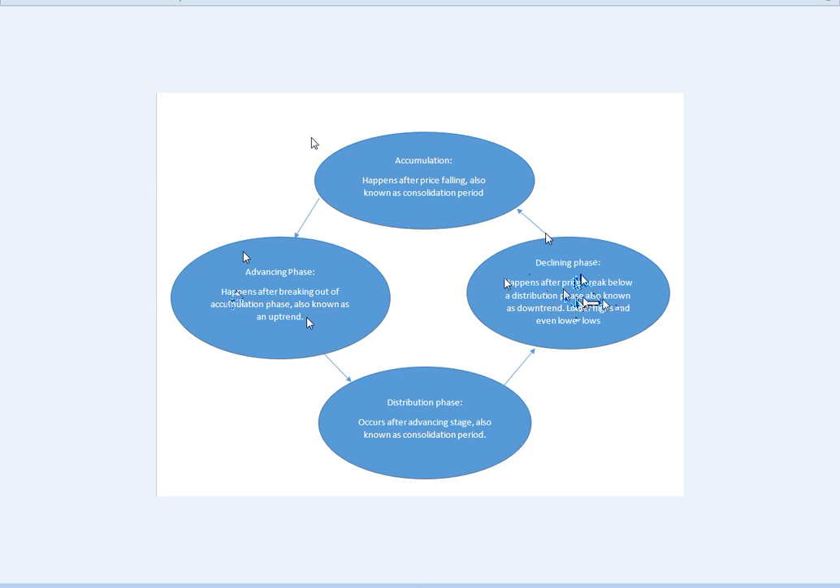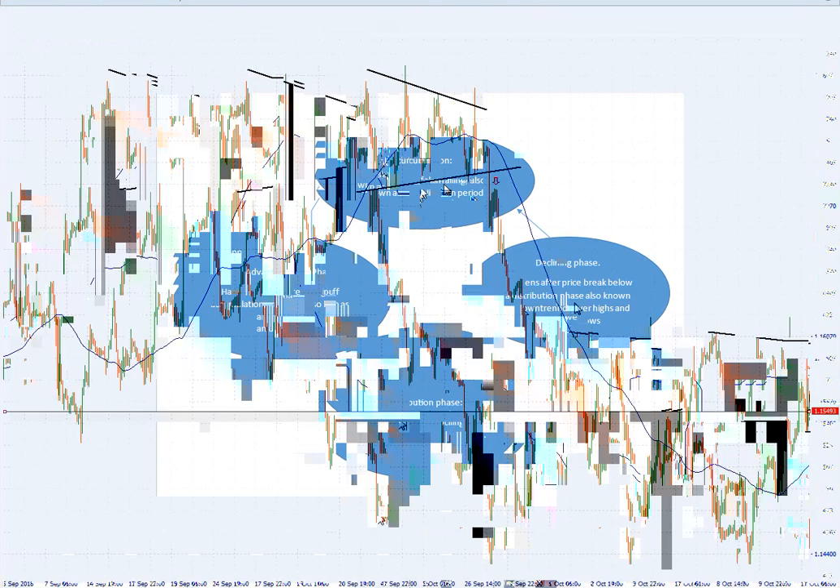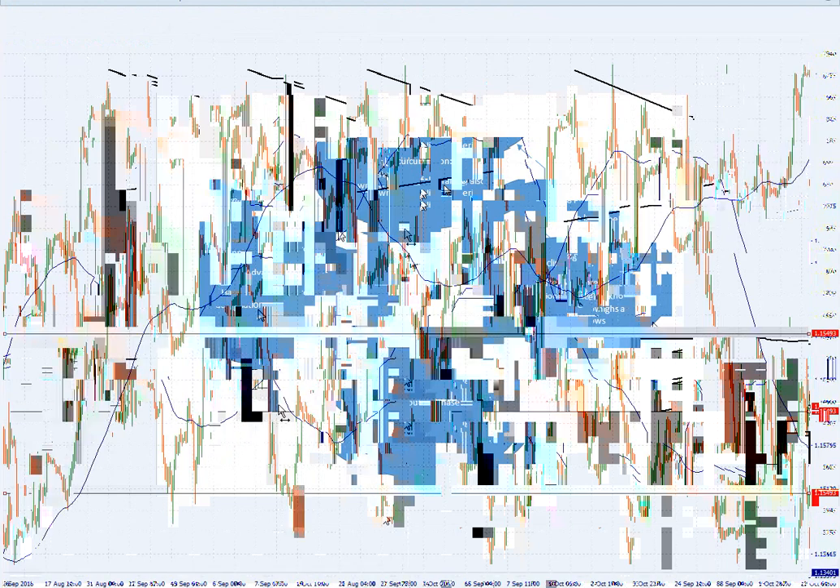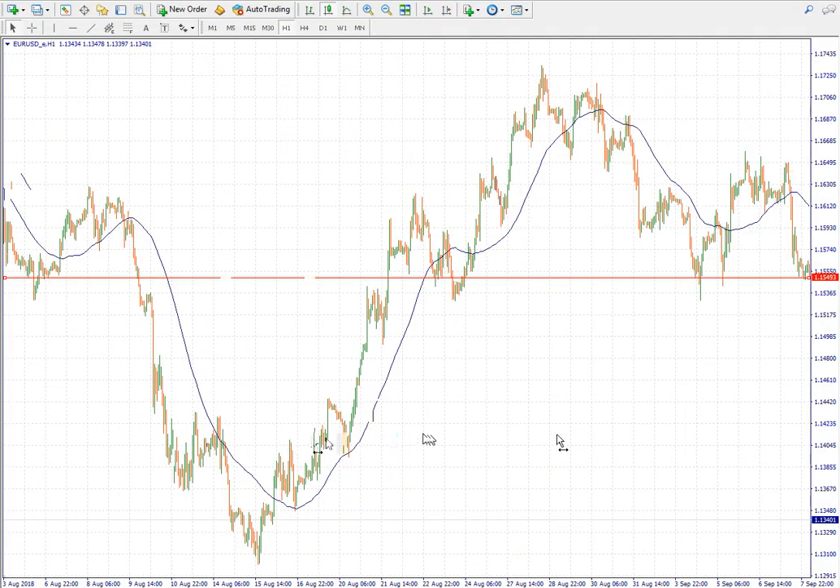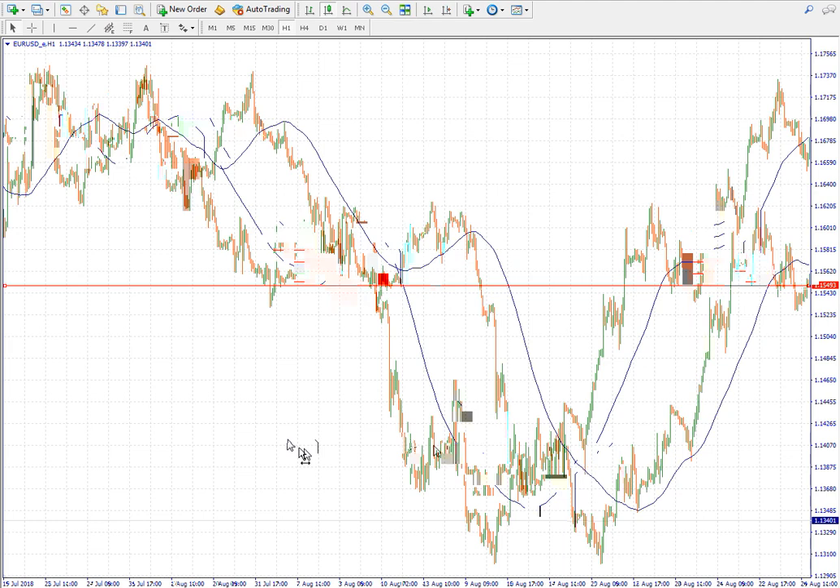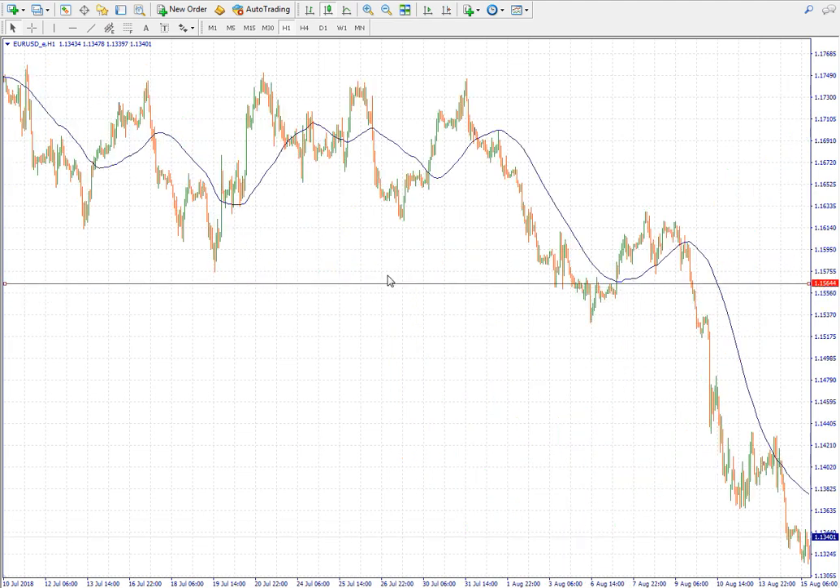So we want to check this on the real chart, and we'll start with the accumulation stage. From the definition, we said that accumulation happens after price has been falling, and is also known as the consolidation stage. So on the real chart, the first thing you need to identify is that there was a trend, and exactly a downtrend. Then the price begins to consolidate after that downtrend. So it is that consolidation after a downtrend that is now being referred to as the accumulation stage.